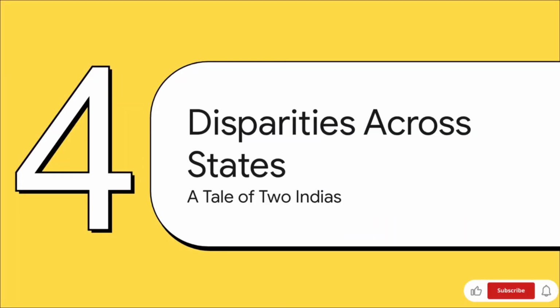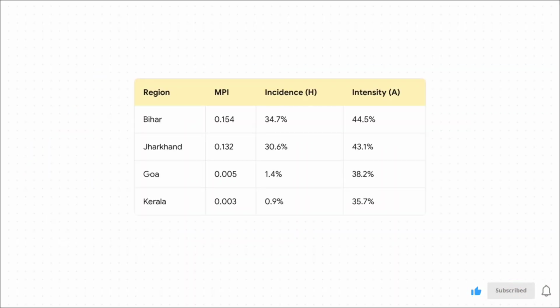So that national average of 16.4% is useful, but honestly, it hides a massive story underneath. It completely masks the huge differences between India's states. So let's dig into that subnational data and see this tale of two Indias for ourselves. This table just lays it out bare. On one end of the spectrum, you've got Bihar, where the MPI is 0.154 and more than a third of the population is multidimensionally poor. And then at the complete other end, you have Kerala, with an MPI of just 0.003 and a poverty rate that's less than 1%. The difference is just staggering.